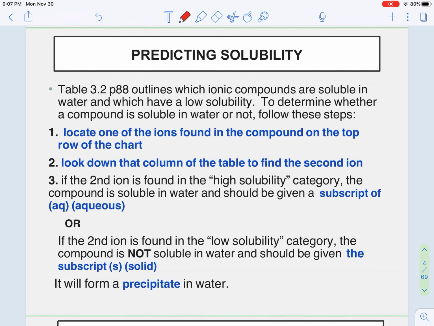And to determine whether we indicate it as a solid or aqueous substance, you would just use your solubility table and locate either one of the ions in the compound at the top of the chart and look down to see where the ion it's combined with is located in the chart.